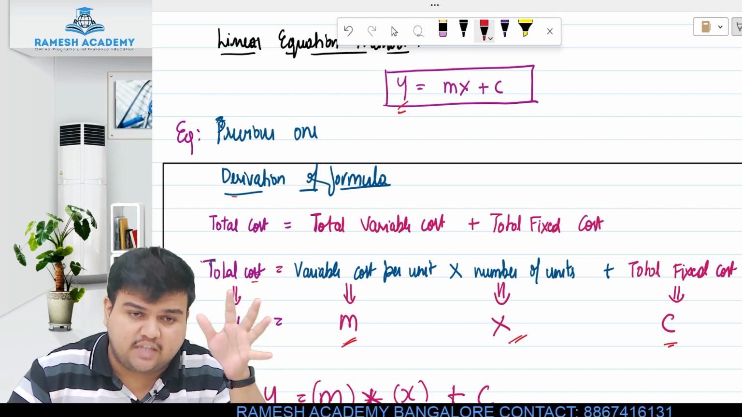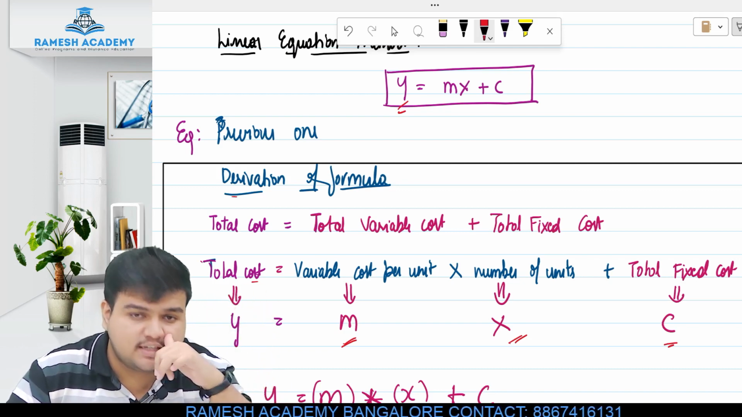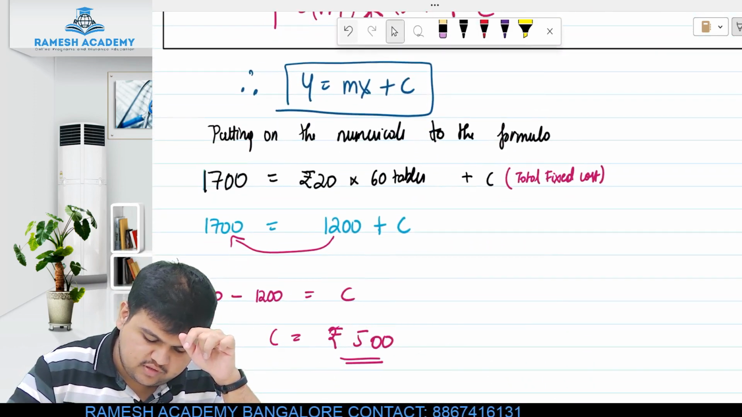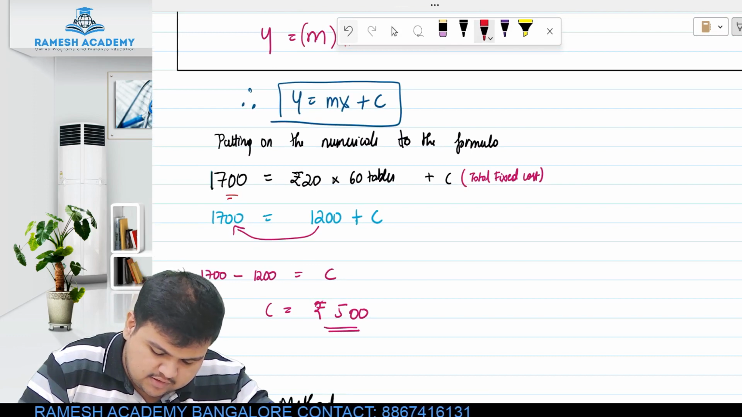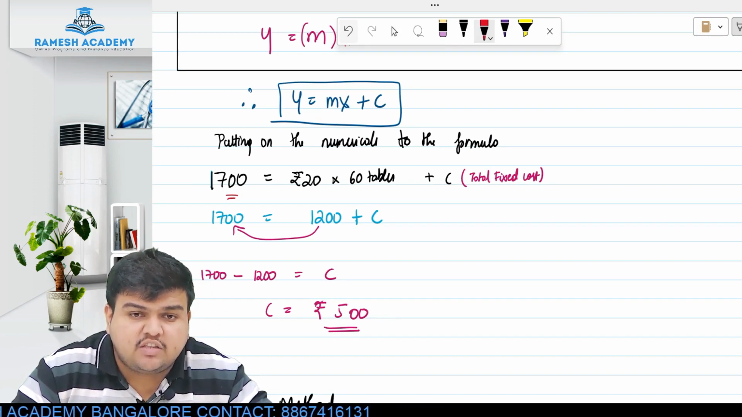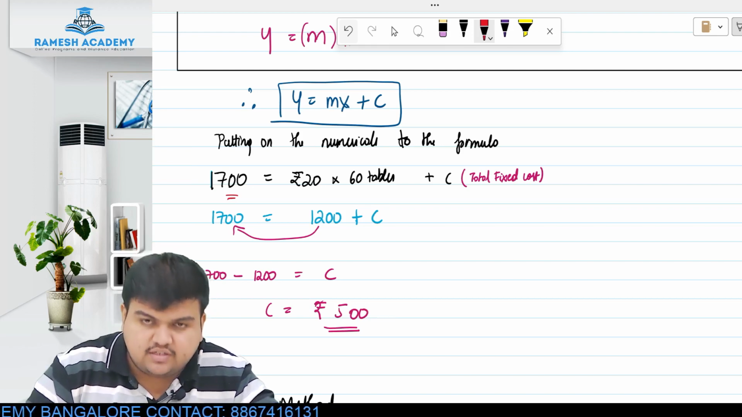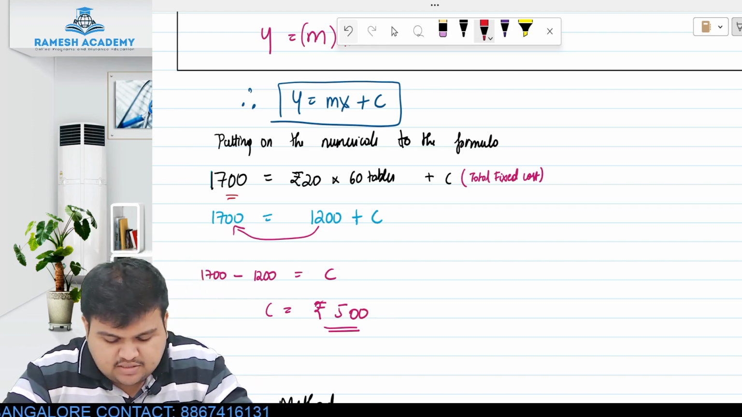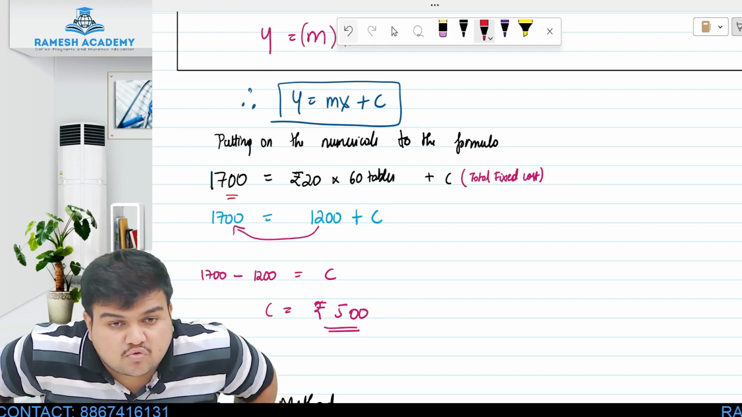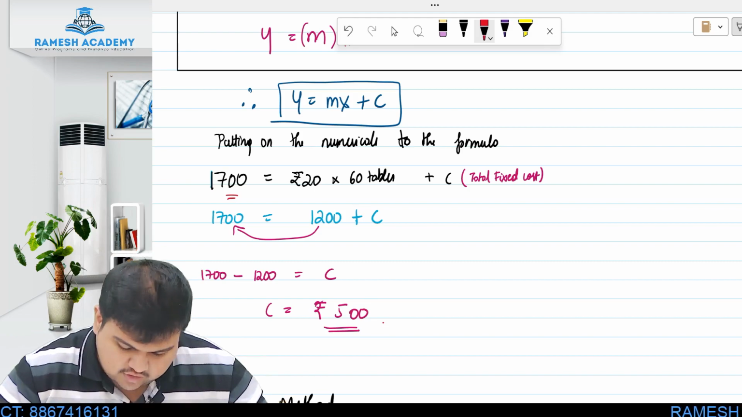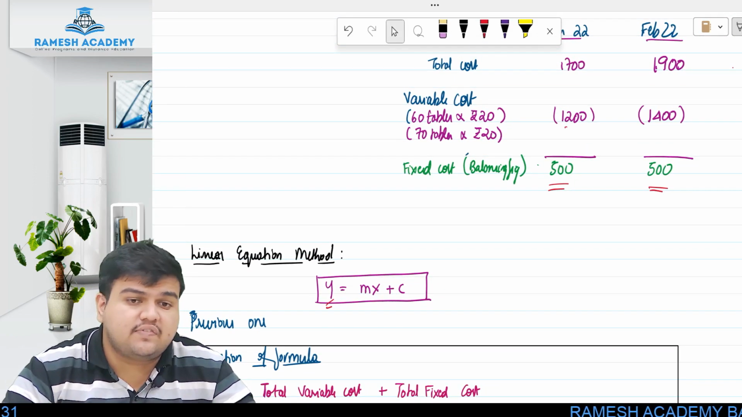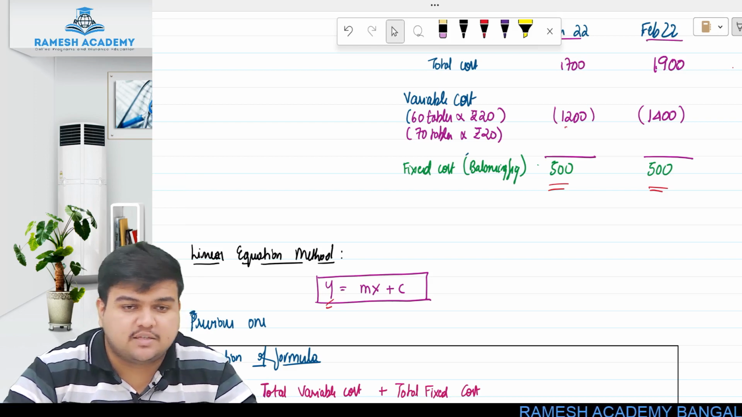The previous tabular form, you put it in the equation and you get the linear equation. When you apply this, 1700 was the total cost incurred, and 20 into 60 tables is the variable cost. Now you shift it: when plus, it becomes minus over here. So 1700 minus 1200, the fixed cost is 500. This is what we got over here also. The method is different, but the answer will always be the same.